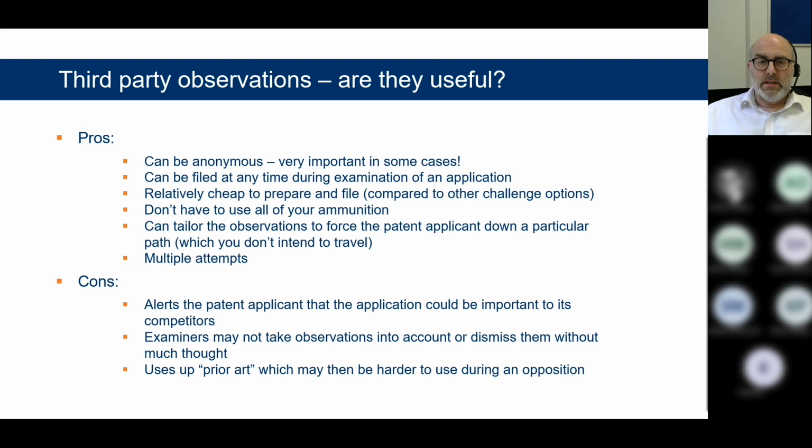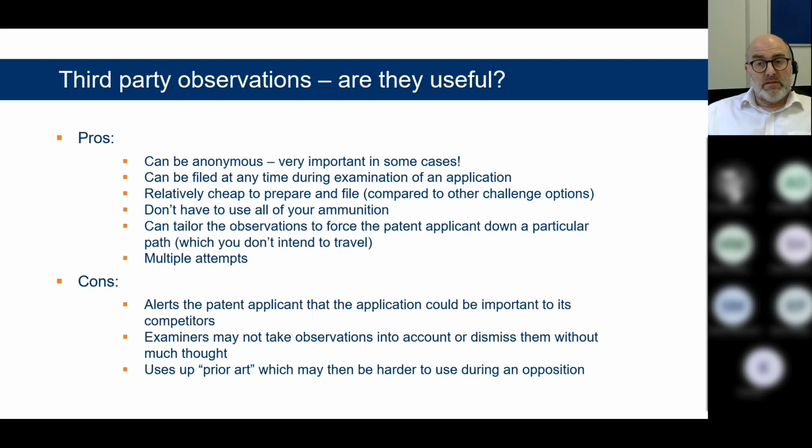It's also relatively cheap. Now, from my point of view, it might cost £2,000 to £5,000 to file third-party observations, maybe file a couple of follow-ups, etc. It might not sound too cheap, but when compared to the other options for challenging patents, it really is. And especially if you do knock out that patent or get it amended so that it's no longer a problem, that's a really, really cost-effective way of doing so.